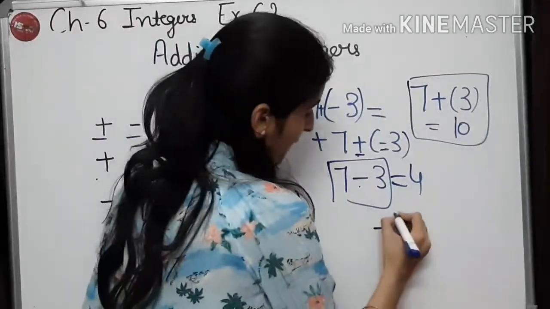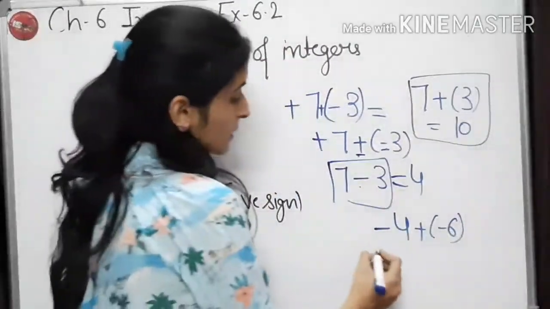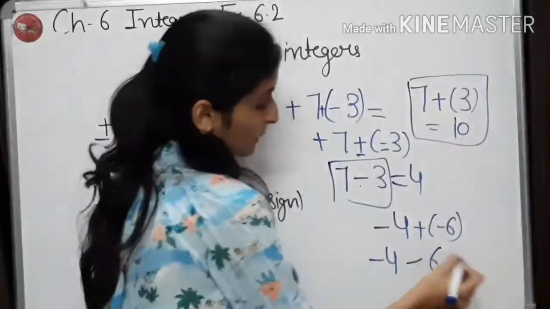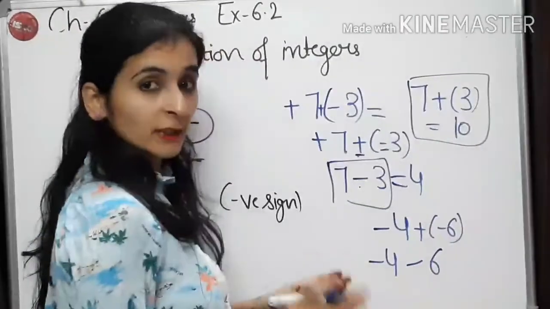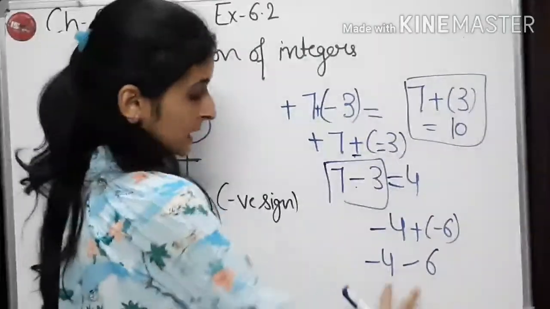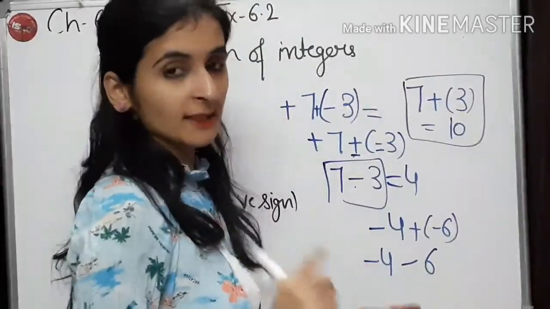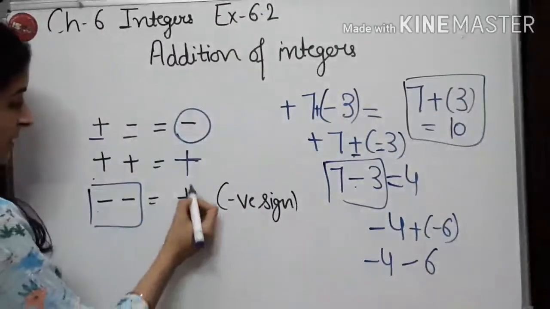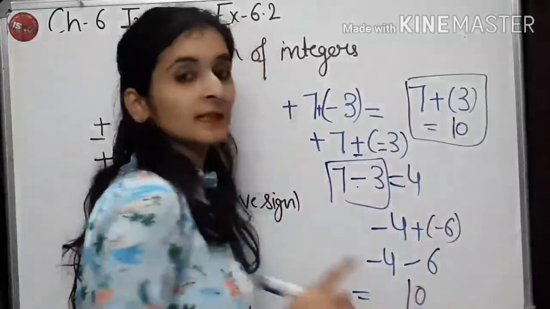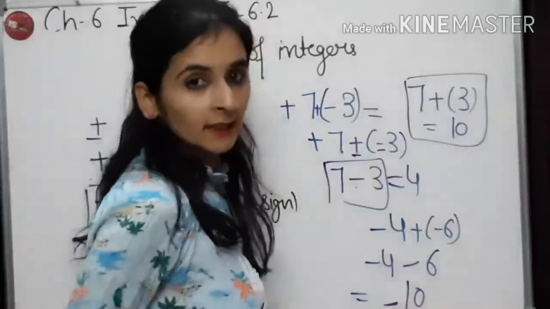Suppose you have minus 4 plus minus 6. Okay. So this will be minus 4, and plus minus will be minus, and this will be 6. Now what you have to remember: minus minus, when you have two negative signs, then we always add. When we have two negative signs, we always add. Minus minus is equal to plus. So 4 plus 6 is 10. But remember, if we have minus minus, we will add, but the sign will be negative.